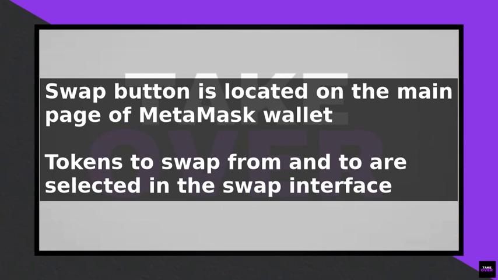You can choose from a list of available tokens or search for a specific token by name or address. Once you have selected the tokens you want to swap, you will need to enter the amount of the token you want to swap from. You can enter the amount manually or use the max button to use your entire balance. The swap interface will then show you the estimated amount of the token you will receive after the swap, based on the current market price.